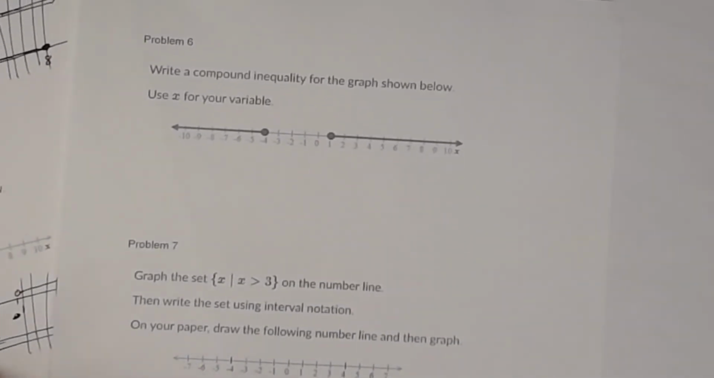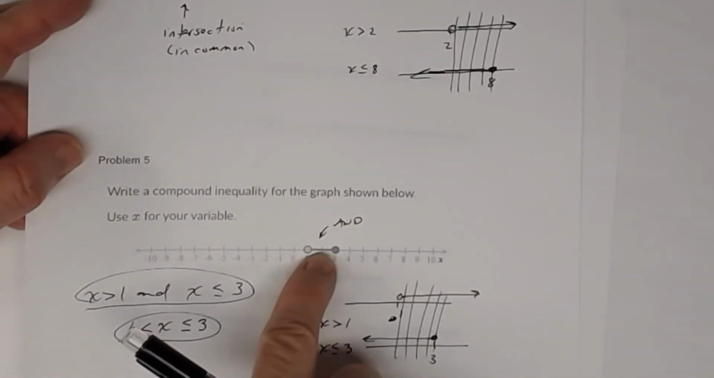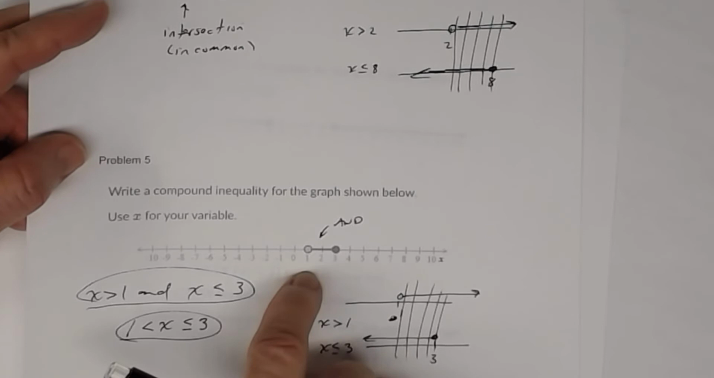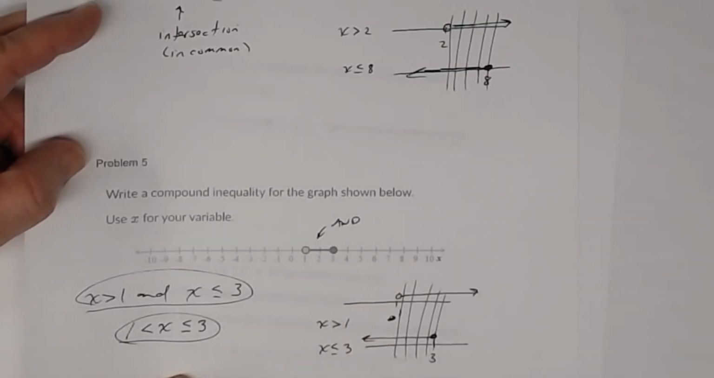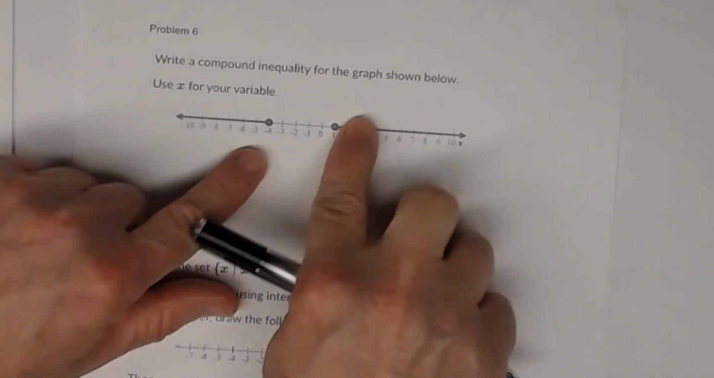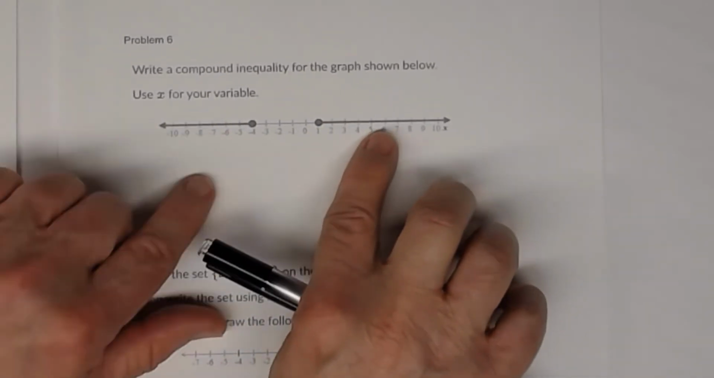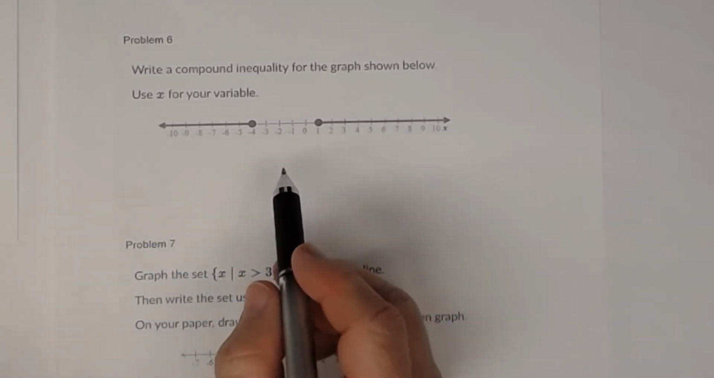All right, let's look at number 6. Remember, when you have something that looks like this, that's an and statement: x is greater than 1, and at the same time, x has to be less than or equal to 3. Here, though, you have two separate pieces of this number line, two separate rays, and so that's an or statement.